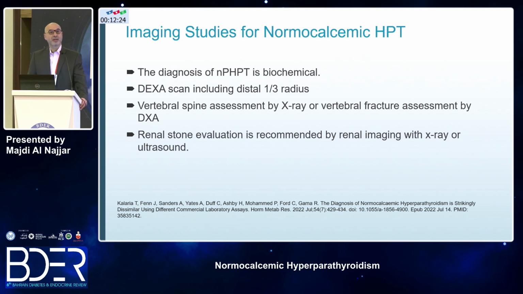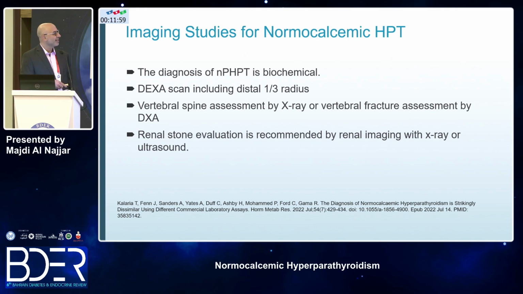Now, imaging. Once we have confirmation that the patient has normocalcemic primary hyperparathyroidism, then we need to do imaging for 2 reasons. 1, to look for an indication for parathyroid surgery if we are planning for that. 2, to look for complications of hyperparathyroidism. And if you are planning for surgery, we need to look for localization.